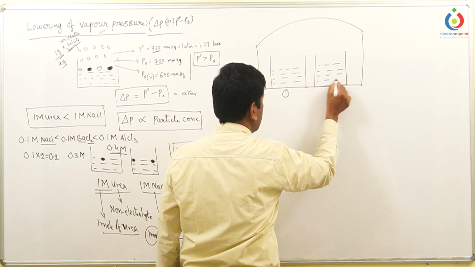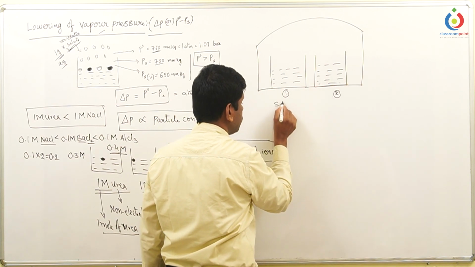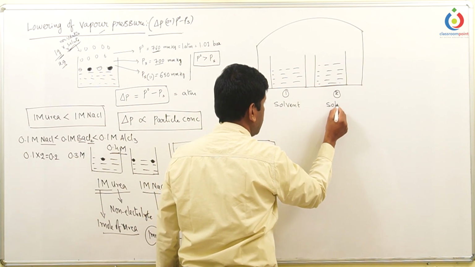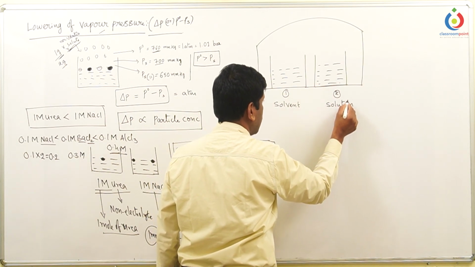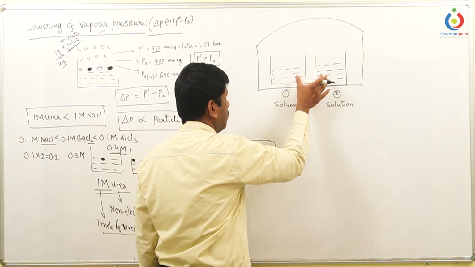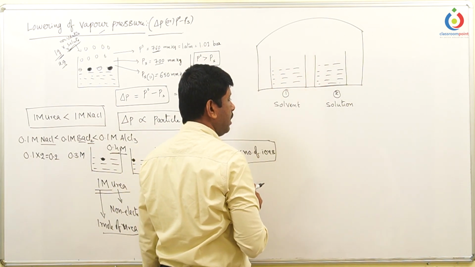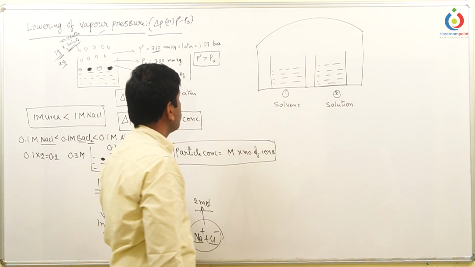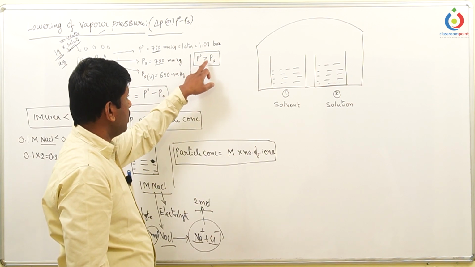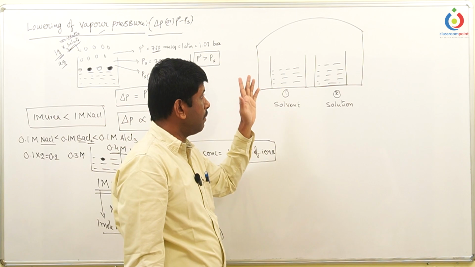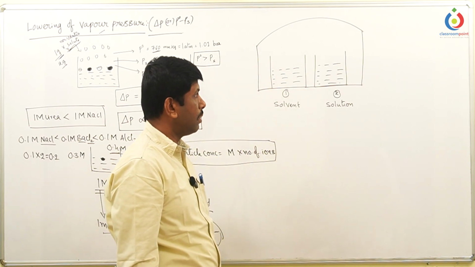In the first beaker I have taken the solvent. In the second beaker I am taking the solution that is containing the non-volatile solute. Then obviously both will try to create vapor pressure and vaporization, but we know that the vapor pressure of the solvent is more than the solution, because in the solvent only solvent molecules are present on the surface area. That's why their vaporization is also more.